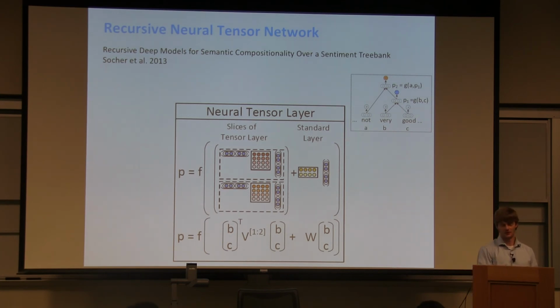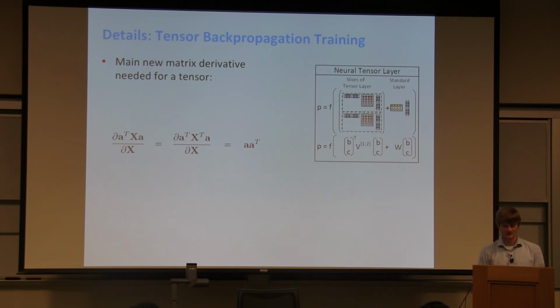And now, if you want to derive it, the main new matrix derivative that you need for each of these slices is the derivative with respect to x here. If you have something like A transpose x times A, the derivative of that with respect to x is really just A times A transpose.